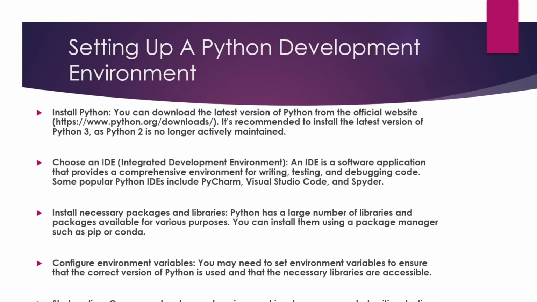So this is setting up a Python development environment. We're going to go and install Python right now. We can download Python from this link. We're going to download Python 3 as Python 2 is no longer actively being maintained. It's deprecated. So you can choose your IDE. IDE is your integrated development environment. An IDE is a software application that provides a comprehensive environment for writing, testing, and debugging code. Some popular Python IDEs are PyCharm, Visual Studio Code, and Spyder.